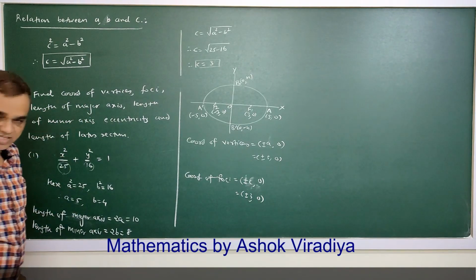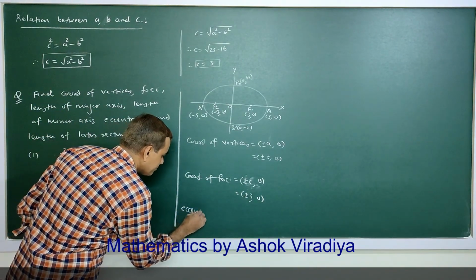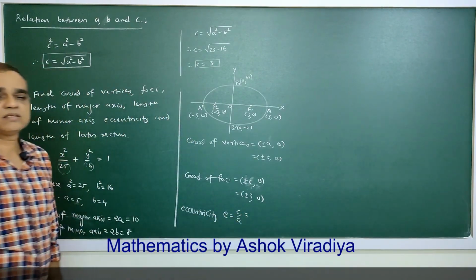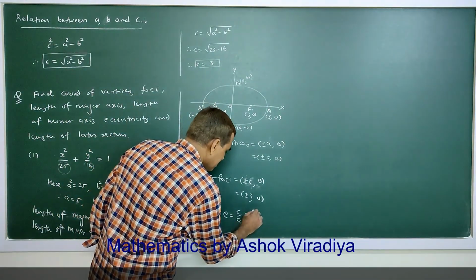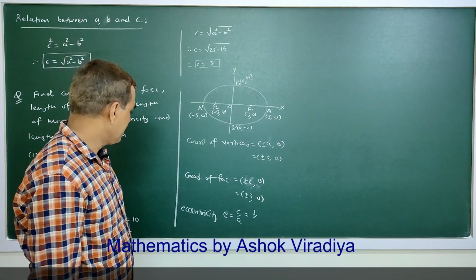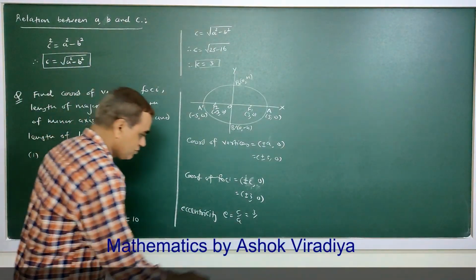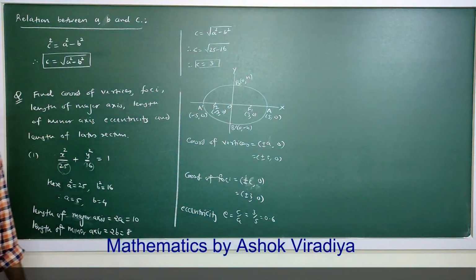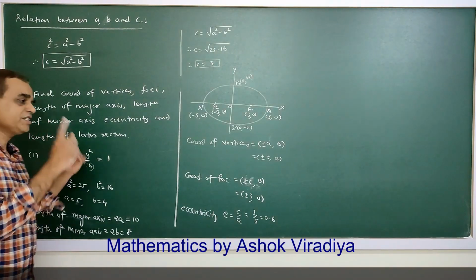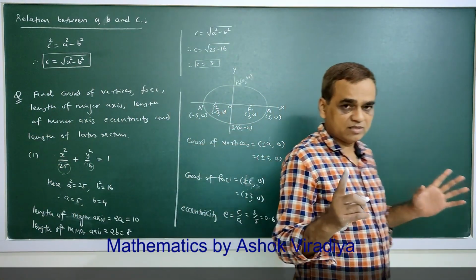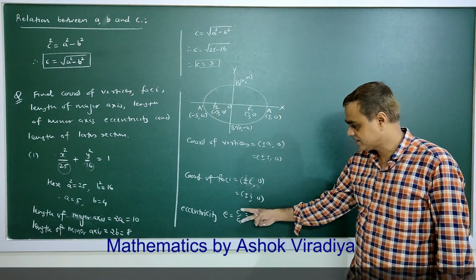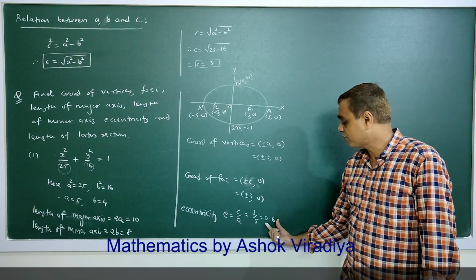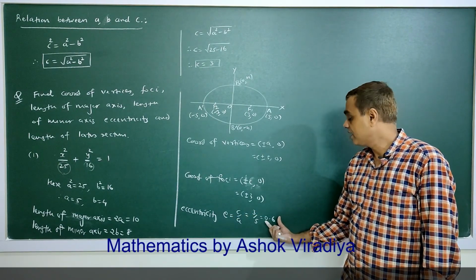Now eccentricity. Eccentricity e, formula is c by a. C is 3 and a is 5. So eccentricity is 0.6. See, eccentricity of an ellipse is always less than 1. Eccentricity is a ratio of lengths, so this is always a positive value. But in case of an ellipse, eccentricity is always less than 1. Positive value less than 1.